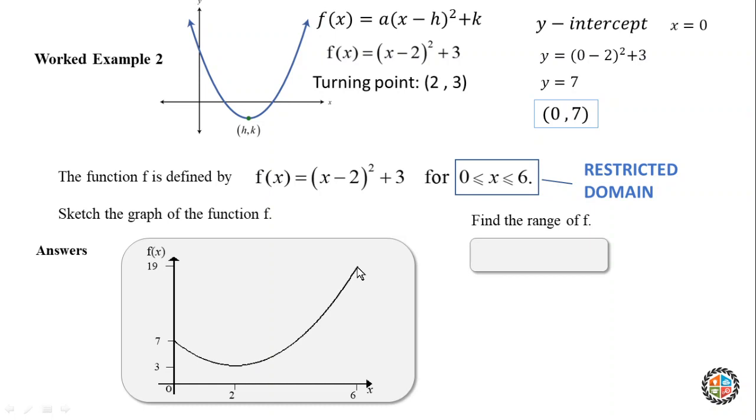Thus, the range of the function wherein the restriction is from 0 to 6, or the restricted domain is from 0 to 6, the range will be from 3 to 19. So y is greater than or equal to 3 but less than or equal to 19. I hope we were able to explain this properly.